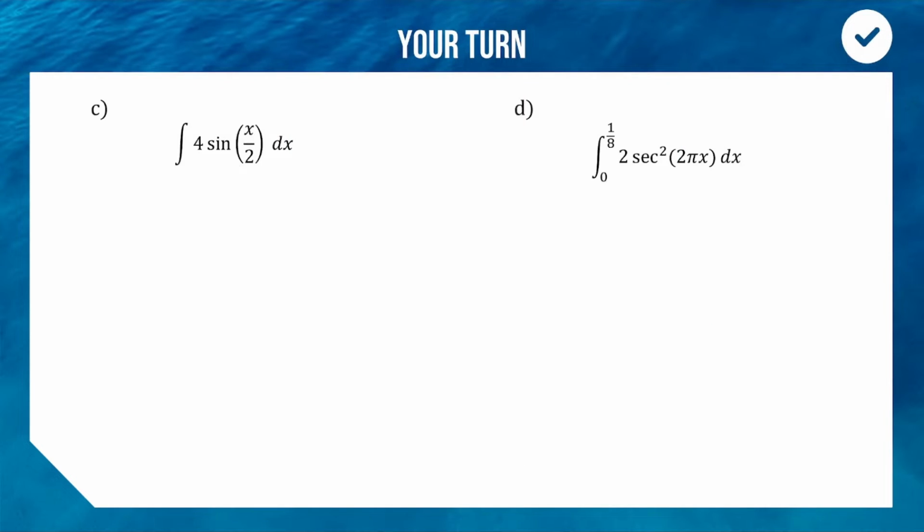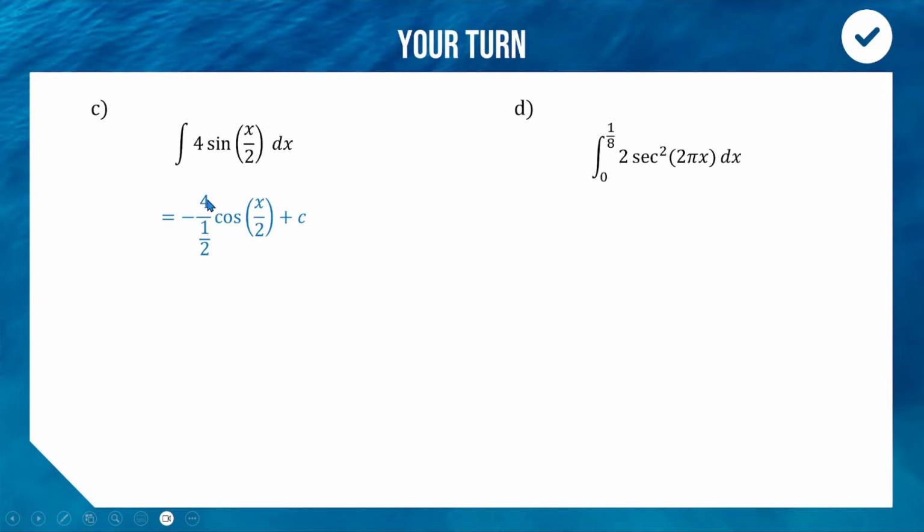Okay, some more your turns, but really just my turns because I'm going to do them anyway. Okay, sine integrates to negative cos. There's going to be a 4 there. The angle's still going to be x over 2, but we need to divide by the derivative of x over 2, which is a half. So sine becomes cos with a negative.